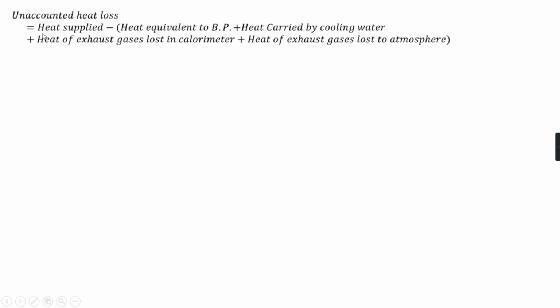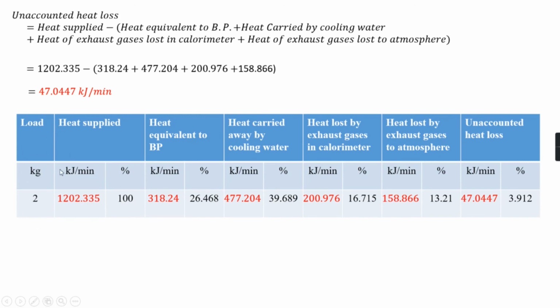So unaccounted loss will be equal to heat supplied minus all the heat losses, or all the heat expenses. I am not saying loss because in that we are also considering the brake power, and brake power is not a loss to the engine, right? It is useful work. So except that, all are losses. So subtracting all those losses from the heat supplied, you will get unaccounted heat loss, which is equal to 47.04 kilojoule per minute.